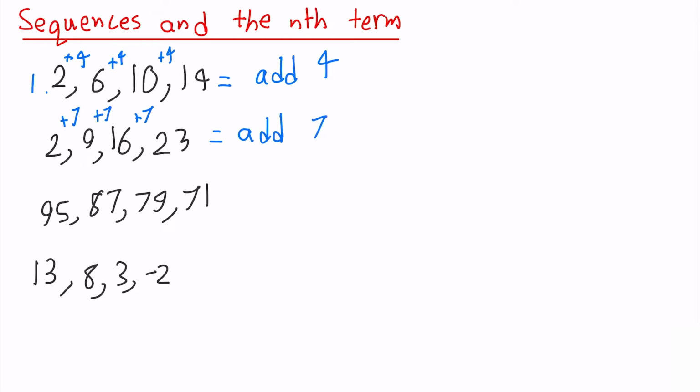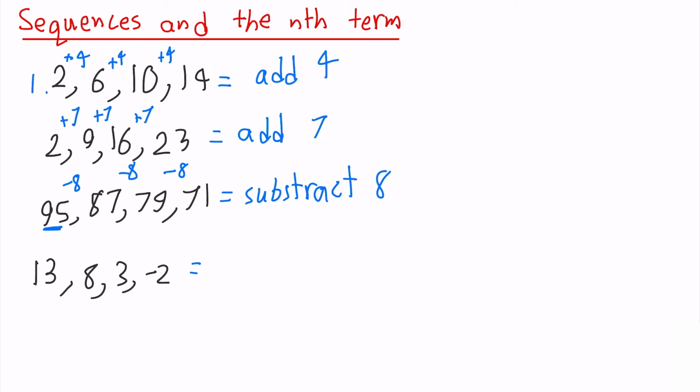Okay, what about the third one? 95, 87, 79, 71. Here, from 95, we need to minus 8 to get 87. So 87 minus 8 equals 79. 79 minus 8 equals 71. So the term to term rule is subtract 8.